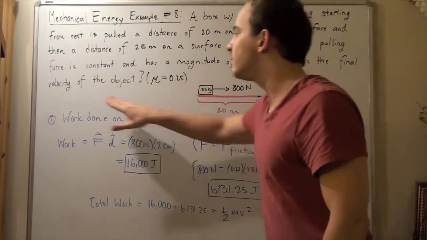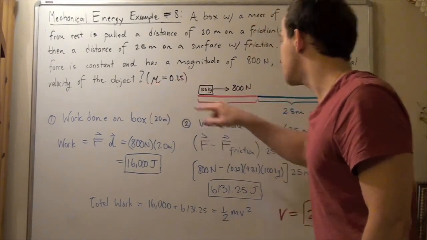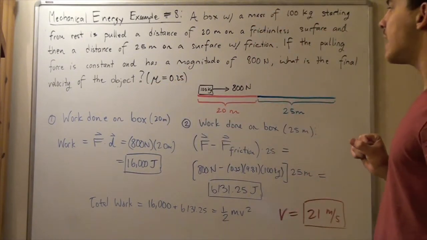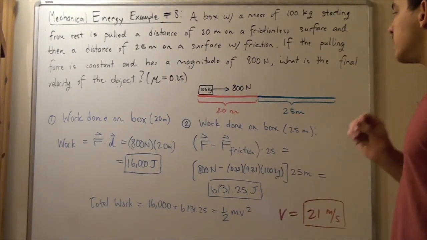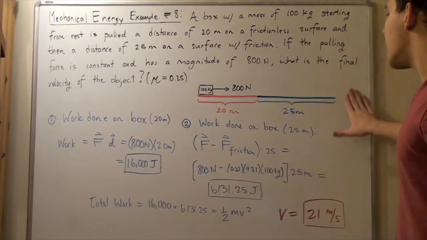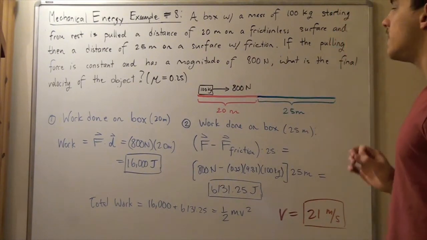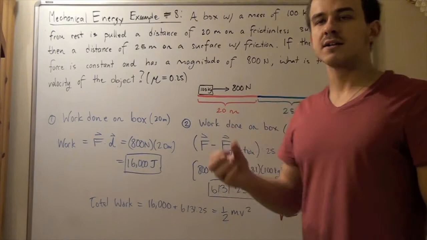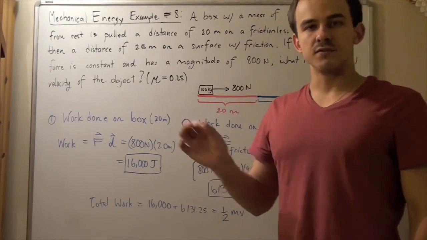What is the final velocity of that object if our coefficient of friction on the second half of the path is 0.25? So we basically want to find the velocity of the final system, where the initial velocity is 0 because we're making the assumption that our box with 100 kilograms starts at rest with a velocity of 0.